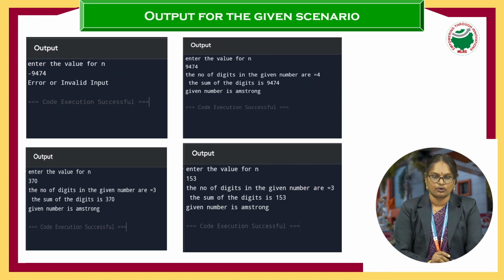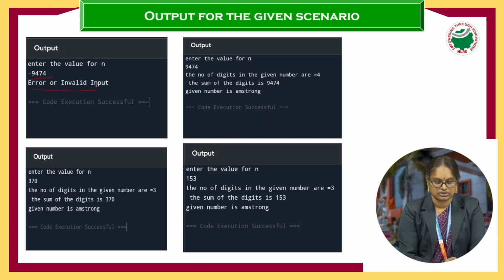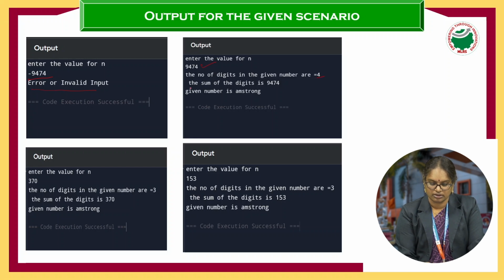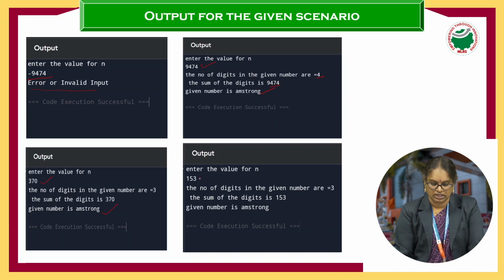See the different output screens. When I give the n value as a negative value, this is your expected output and your test case output. When I give a positive value, the number of digits is 4, the sum of the digits is the same, so it is an Armstrong number. When I give 370 as the value, the given number is Armstrong. When I give 153, the given number is Armstrong.